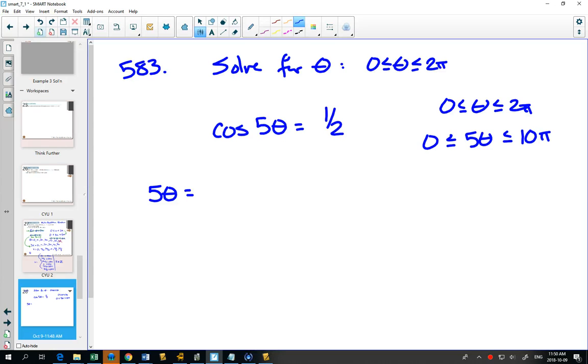Now, if you were solving your first time around the circle, is cos ever half? Is your x-coordinate ever half? Yes. When? Pi over 3 in quadrant 1, and it will be positive again in quadrant 4 at 5 pi over 3. That's the first time around the circle. How many times do we have to go around? 5 times.